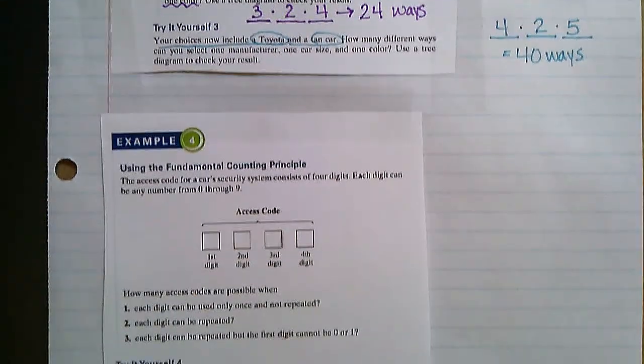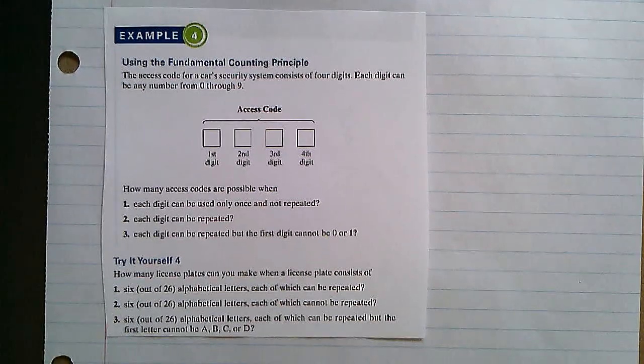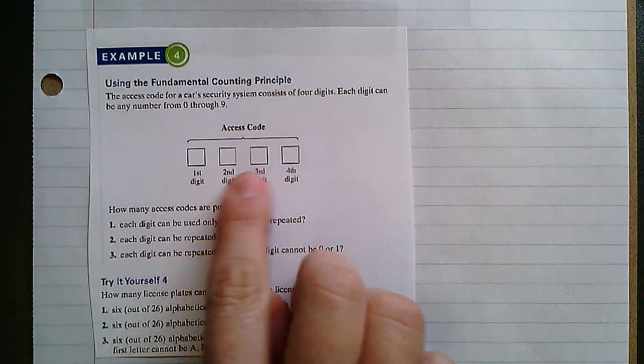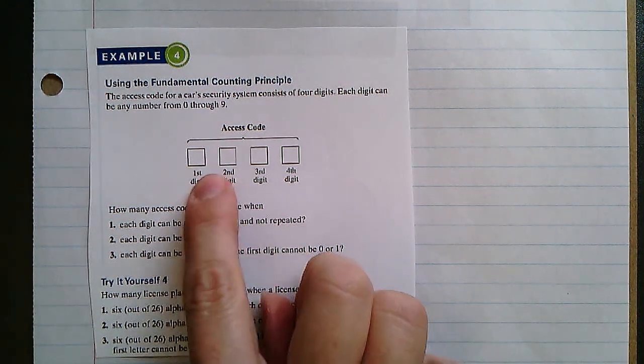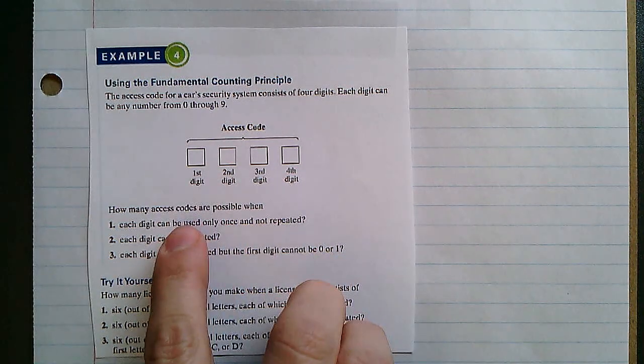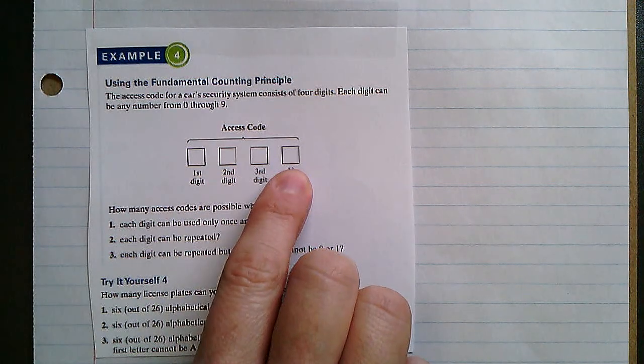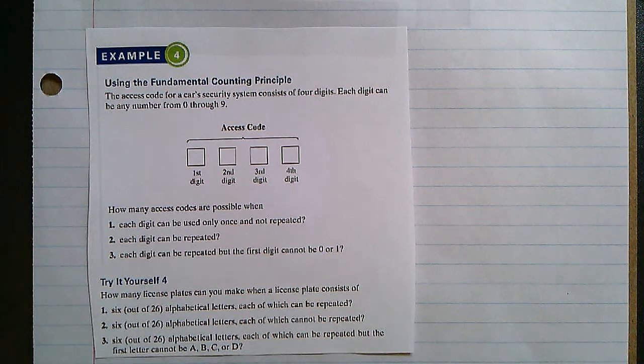Okay, more using the fundamental counting principle. The access code to a car's security system consists of 4 digits. Each digit can be any number from 0 through 9. So I have 4 different spaces, 4 different decisions to make, and then each decision will have a different number of choices for that decision. So we're going to look at different scenarios.